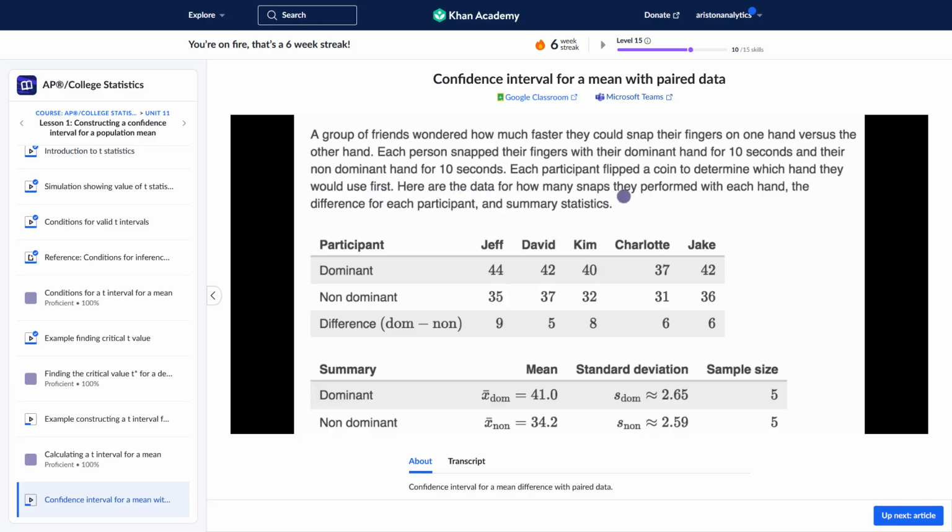Here are the data for how many snaps they performed with each hand, the difference for each participant, and summary statistics. And this is actually real data from the Khan Academy content team. And so you see for each of the participants, for Jeff right over here, he was able to do 44 snaps in 10 seconds on his dominant hand, which is impressive, more than I think I could do. And he was even able to do 35 on his non-dominant hand. And so the difference here, the dominant hand minus the non-dominant, was 9. And then they tabulated this data for all 5 members.